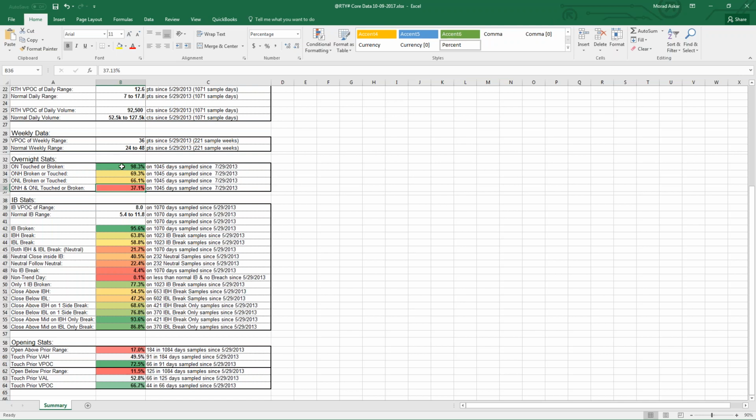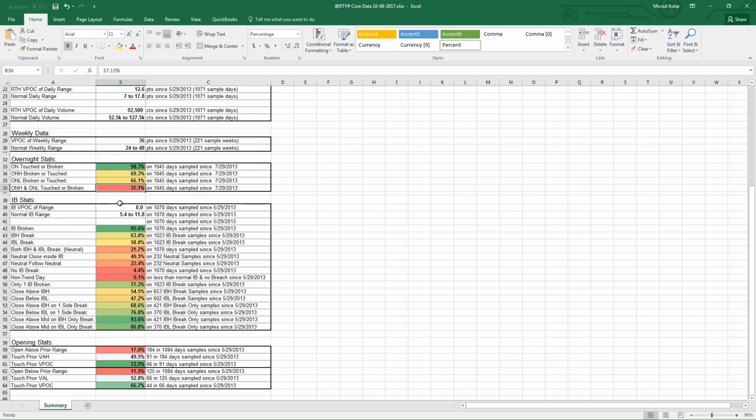And how often does it break the overnight high and low? We know that only 1.7% of the time it's not breaking either one. The overnight high and low stay intact by the end of the day session. And we know that 63% of the time or so, one or the other is broken. 37.1% of the time, both are broken.